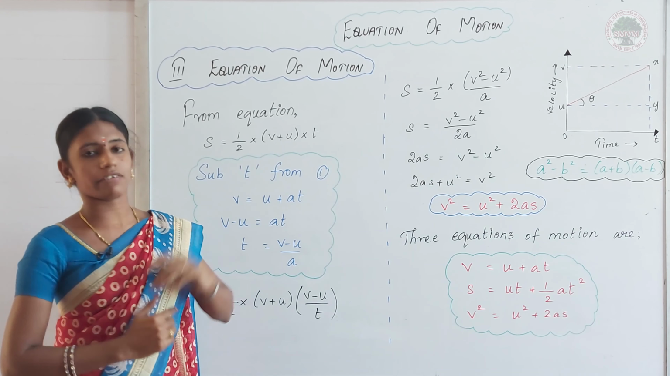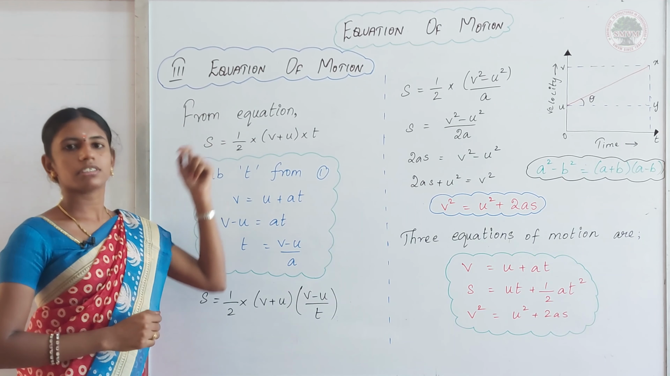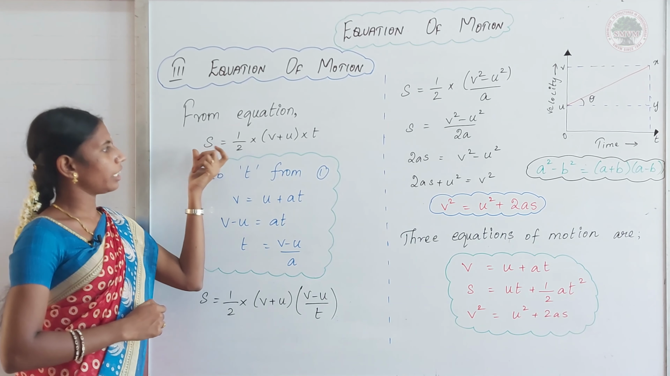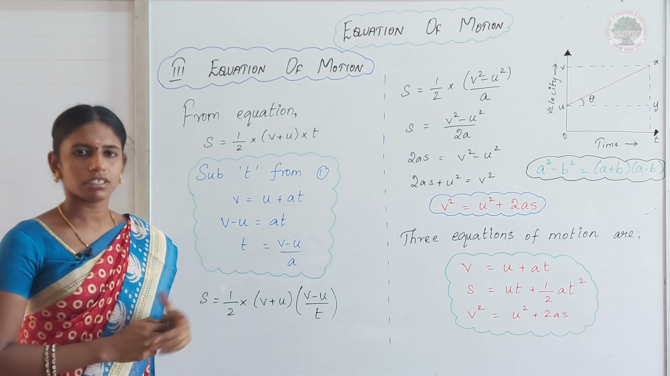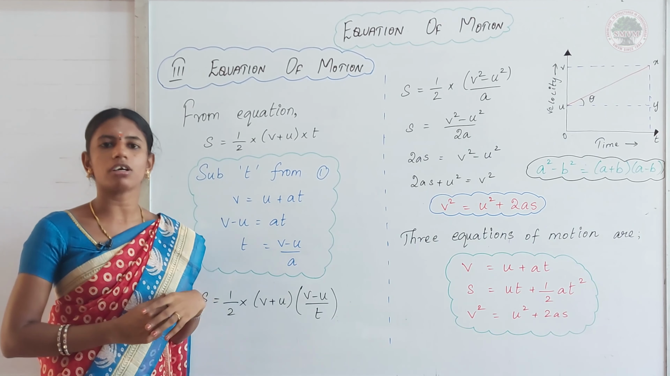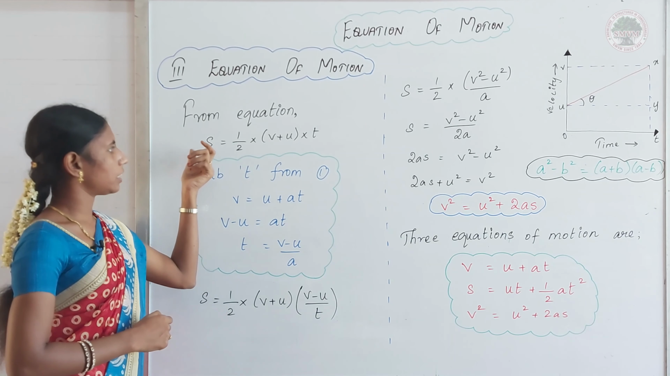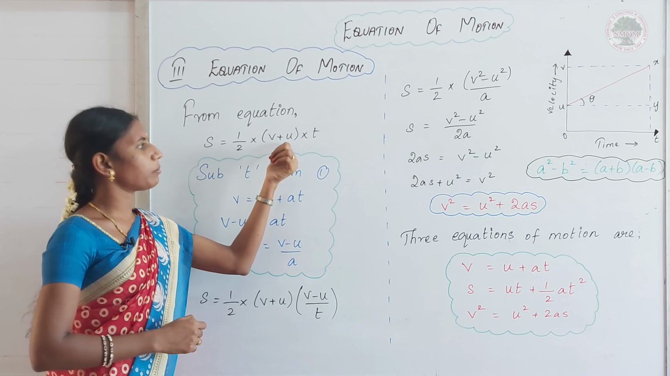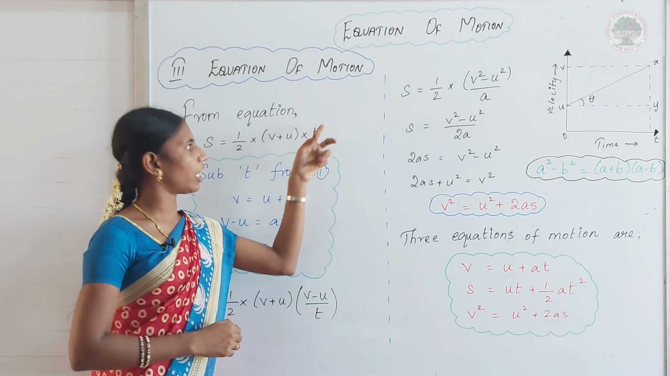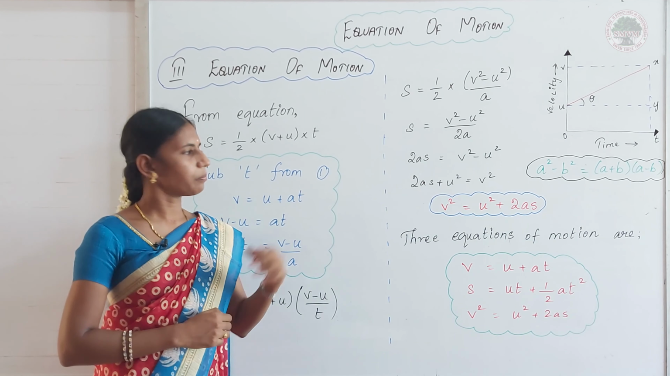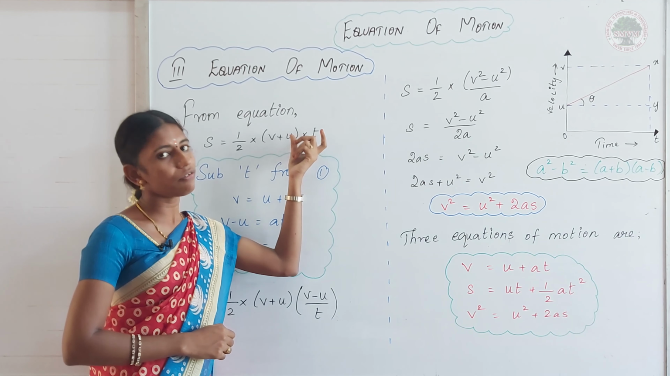To derive this third equation of motion, we are going to take the equation from the second equation of motion. So S is equal to half into V plus U into T. This is the equation we got after extracting the values of the area of the trapezium, right? S is equal to half into V plus U into T. Here we are going to substitute the value of T.